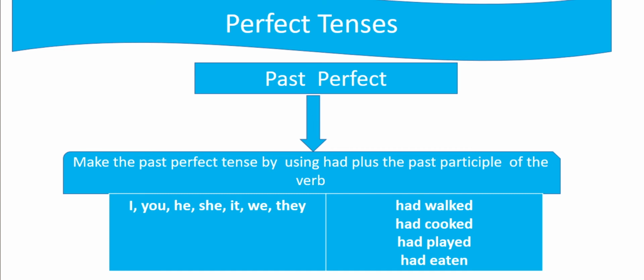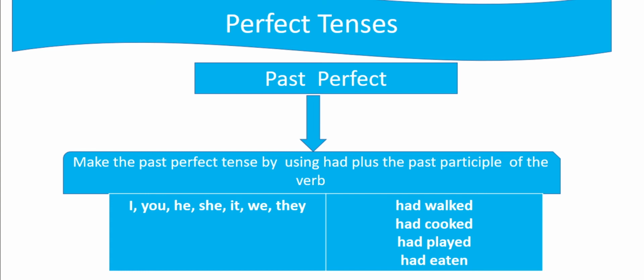Next, we have the past perfect tense. How do we construct sentences in the past perfect tense? We have here the pattern. Make the past perfect tense by using had plus the past participle of the verb. So it's very simple. I have here two columns. We have the pronouns I, you, he, she, it, we, and they, and then the verb phrases, a combination of had plus the past participle of the verbs.